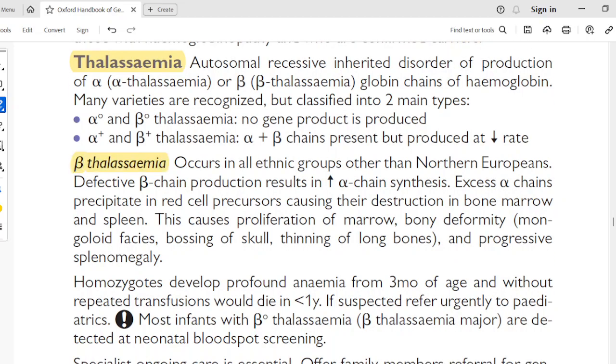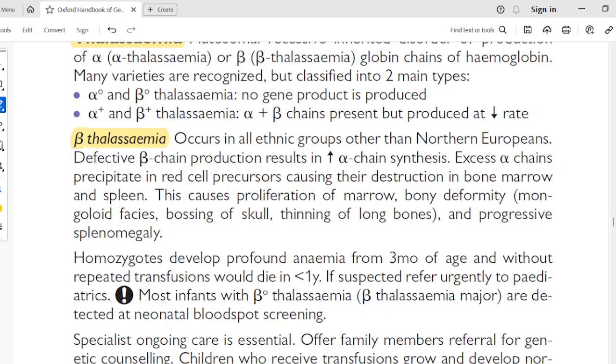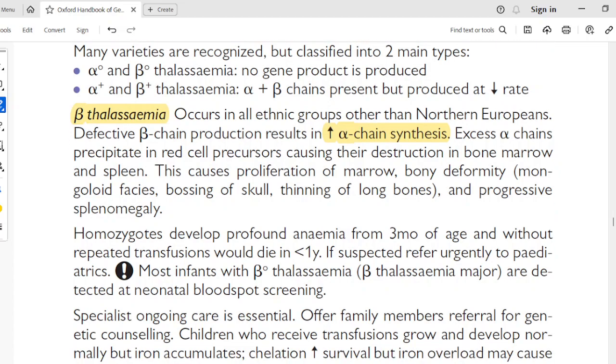Beta thalassemia occurs in all ethnic groups other than Northern European groups. Defective beta chain production results in increased alpha chain synthesis. Excess alpha chains precipitate in the red cell precursors, causing destruction in the bone marrow and spleen. This causes proliferation of bone marrow, bony deformities, mongoloid faces, bossing of the skull, thinning of long bones.